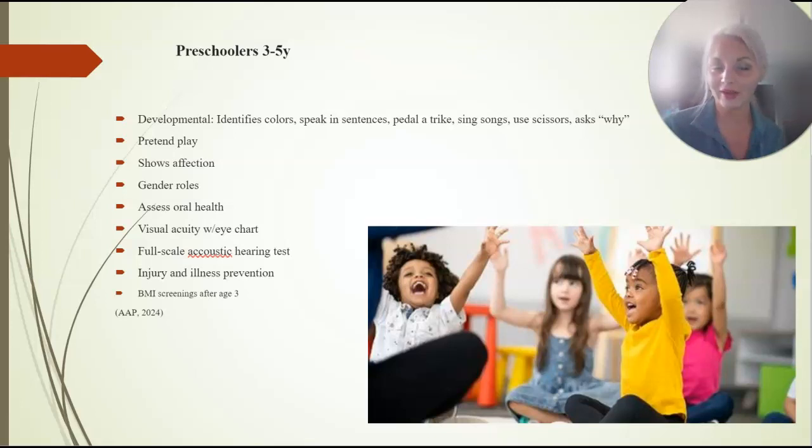Moving on to preschoolers, starting at around 3 years to 5 years of age. They can identify their colors and their shapes. They're speaking in sentences now. They can usually pedal a tricycle. They're singing songs, using scissors, and asking why. Pretend play will really be your friend here.